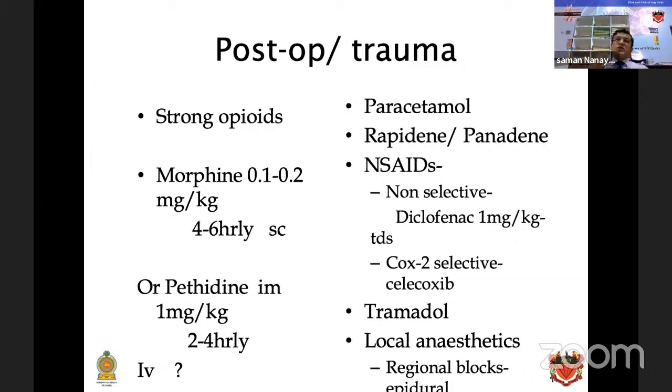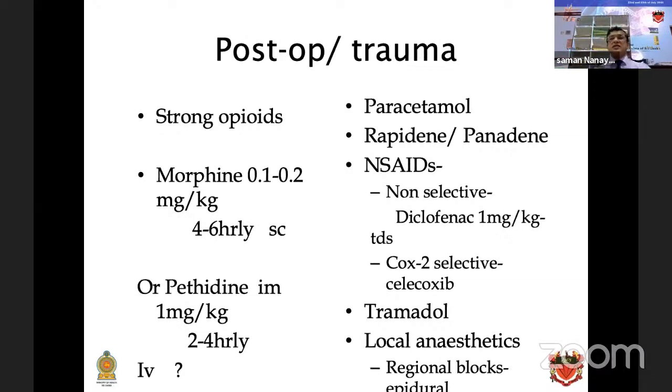Use paracetamol combined with codeine, like Rapidine and Panadine. Then you can go for NSAIDs. We have non-selective NSAIDs like diclofenac sodium, 1 milligram per kilogram body weight, 3 times a day, not 2 times a day, 3 times a day with meals. Ibuprofen can be used 5 milligrams per kilogram body weight, maybe twice a day.